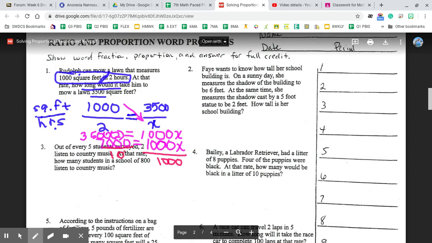So I'm thinking to myself, how many times does 1,000 go into 7,000? Or I could divide if I need to. 7,000 divided by 1,000 is 7. Okay, so x, or the answer to this, would be 7. Don't forget your label. 7 what? We're looking at hours. How long would it take him? 7 hours.